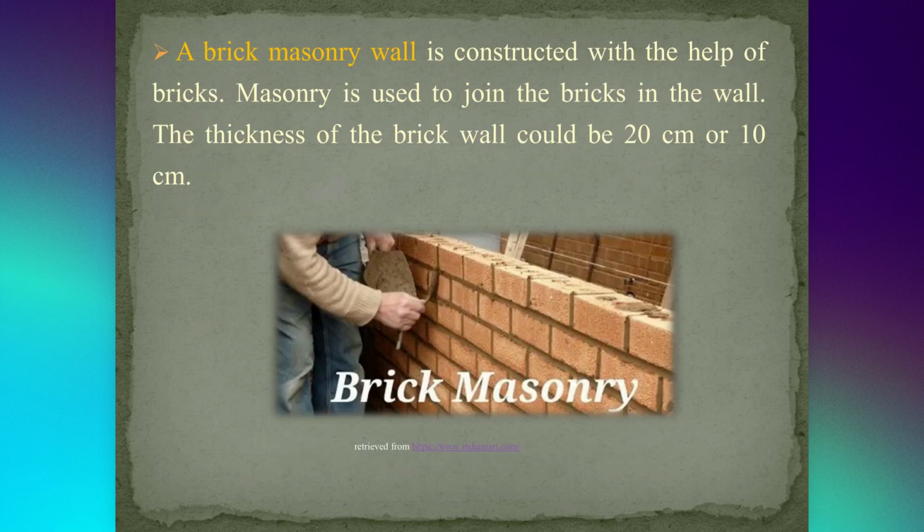A brick masonry wall is constructed with the help of bricks. Masonry is used to join the bricks in the wall. The thickness of the brick wall could be 20 centimeters or 10 centimeters.